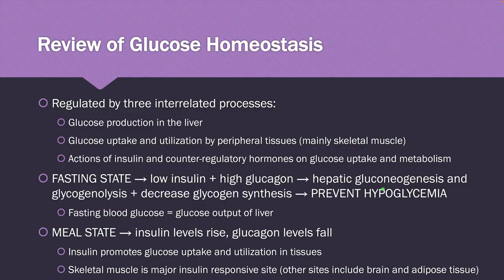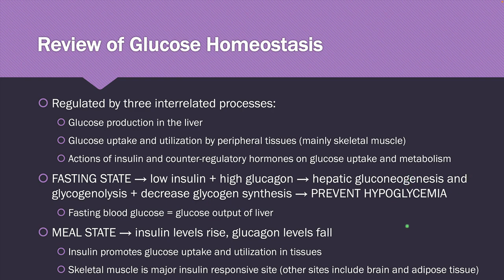So, now is the time to review glucose homeostasis, the role of insulin in our body. Okay. Glucose homeostasis is regulated by 3 interrelated processes: glucose production in the liver, glucose uptake and utilization by your peripheral tissues, and the actions of insulin and counter-regulatory hormones on glucose uptake and metabolism.